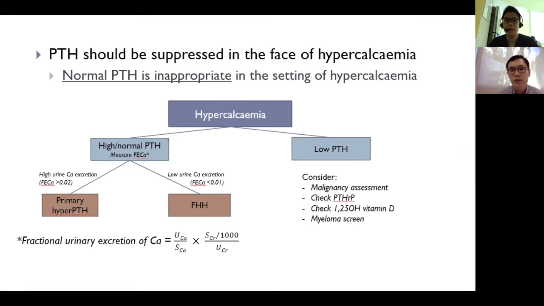In terms of the fasting duration before taking the PTH, is there a duration that the patient needs to be fasted for? Ideally, it's about 8 to 10 hours of fasting.